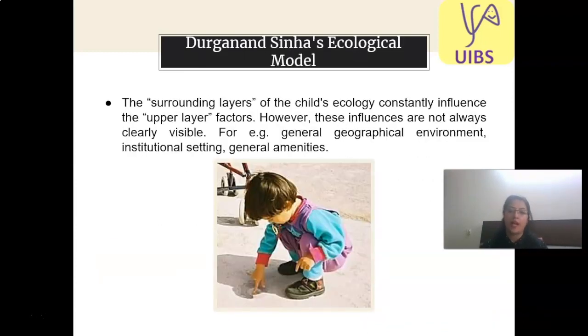The next is the surrounding layer of the child's ecology. It talks about how different amenities or how the different institutional setup, the society in general, how the culture, how the city in which you live in, what are the different amenities available in that, whether your environment is conducive for fresh air or not, whether there's good water or not. So these are the surrounding layers of child ecology which constantly influence the upper layer factors. So there are only two layers according to Durganand Sinha which impact the context of development.